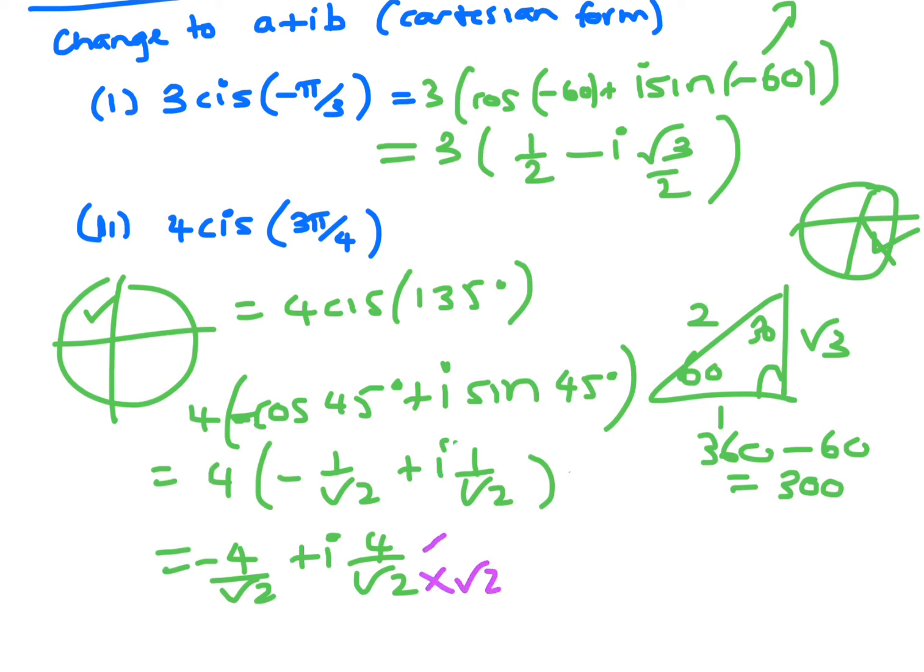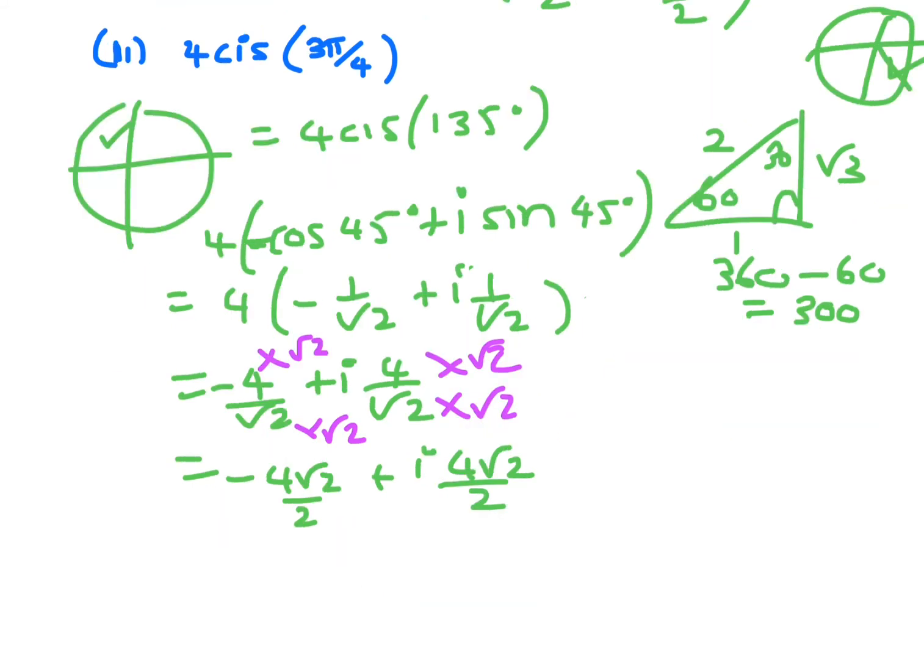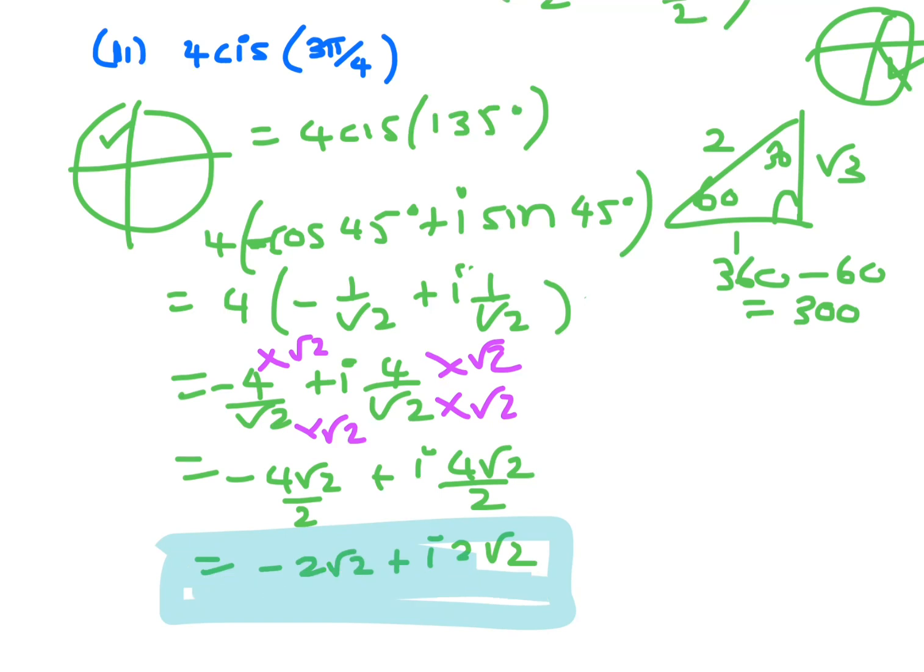Rationalise the root 2, and you'll end up with minus 4 root 2 on 2 plus i 4 root 2 on 2, which gives you minus 2 root 2 plus i 2 root 2 as your answer.